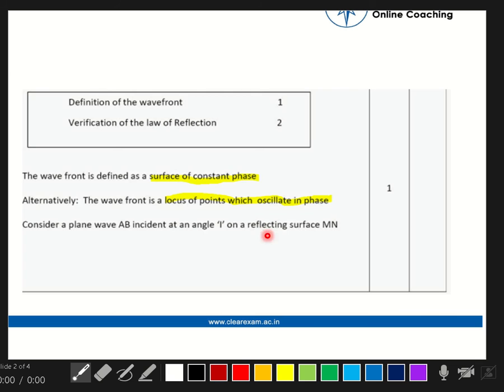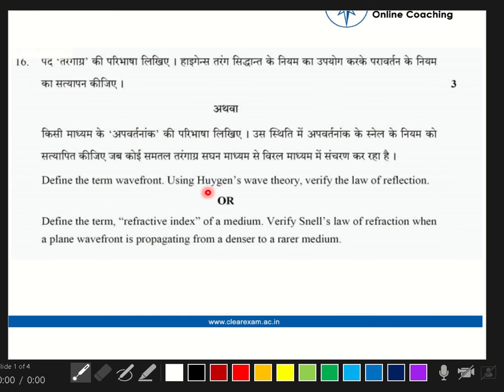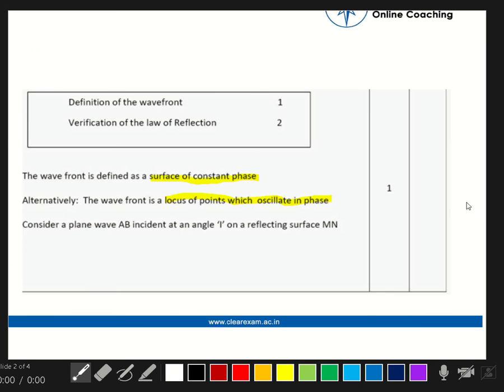Okay. Wavefront. The wavefront is defined as a surface of constant phase. The wavefront is generally a locus of points which oscillate in phase. Now come to the second part, which is using Huygens wave theory, verify the law of reflection.